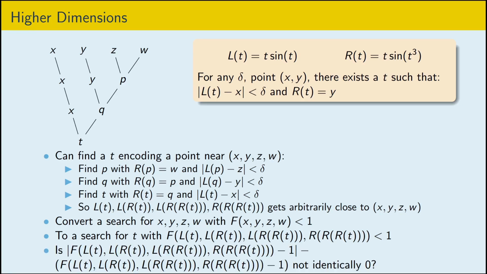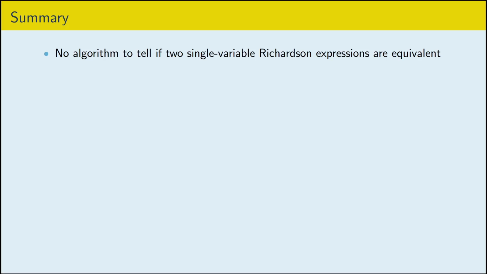And again, we can then do the absolute value trick to turn this into the question of whether a term is not identically zero. And of course, there's nothing special about having 4 variables here. We can do exactly the same sort of construction for arbitrary numbers of variables. So to summarize, we can't possibly have an algorithm to tell whether 2 single variable Richardson expressions are equivalent.